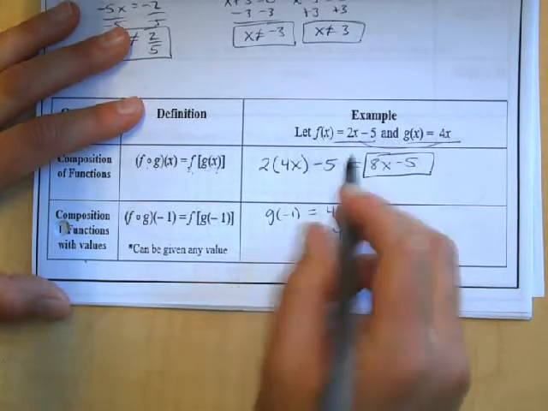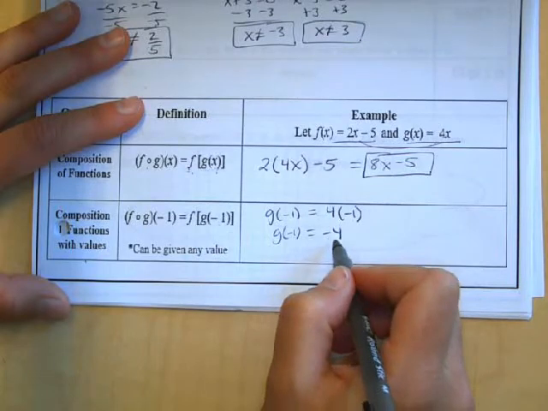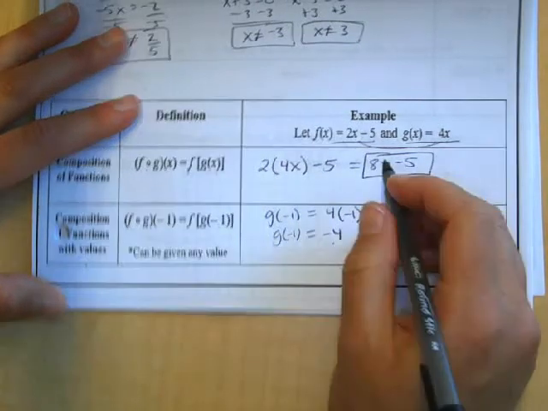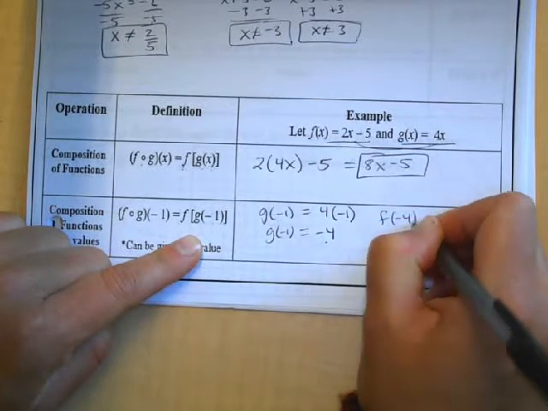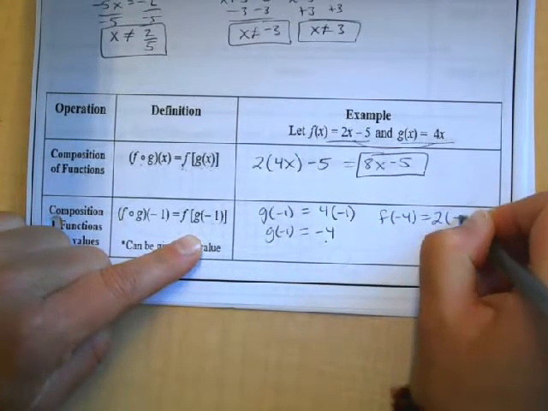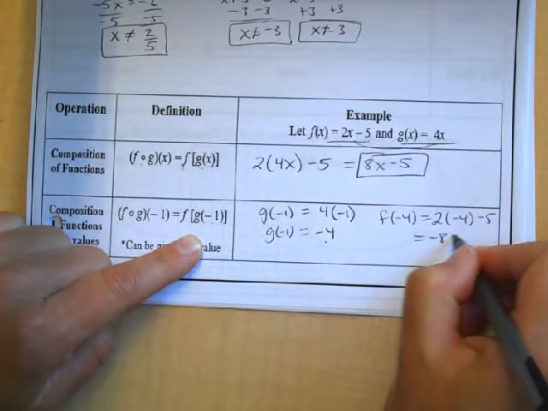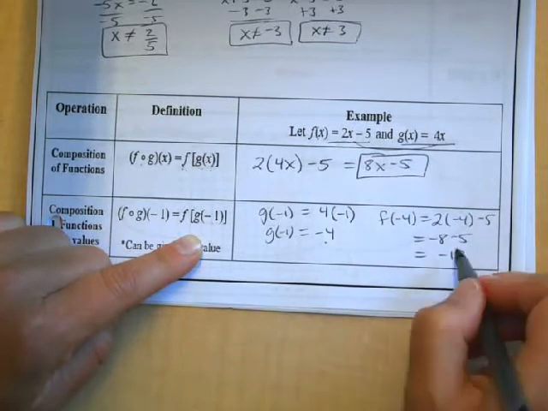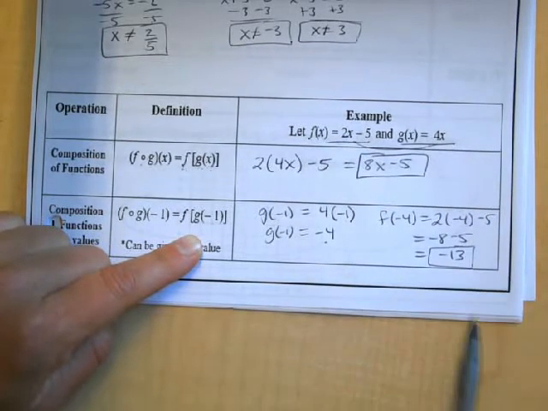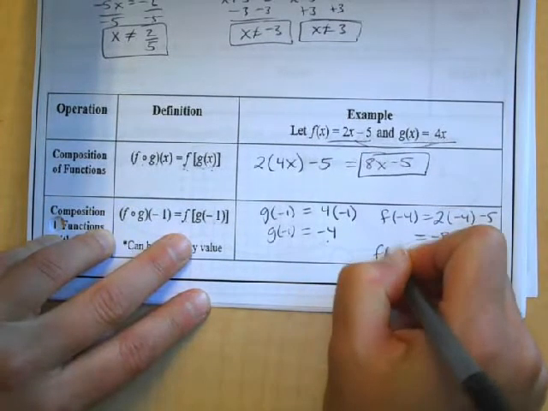So that was when I plugged in negative 1 for g. Now I have to plug this negative 4 into my f of x. So now I have f of negative 4. I'm plugging in negative 4 for x. Negative 4 times 2, we get negative 8, minus 5 more. We are going to end up with our negative 13. This is our final solution for the f of g of negative 1.